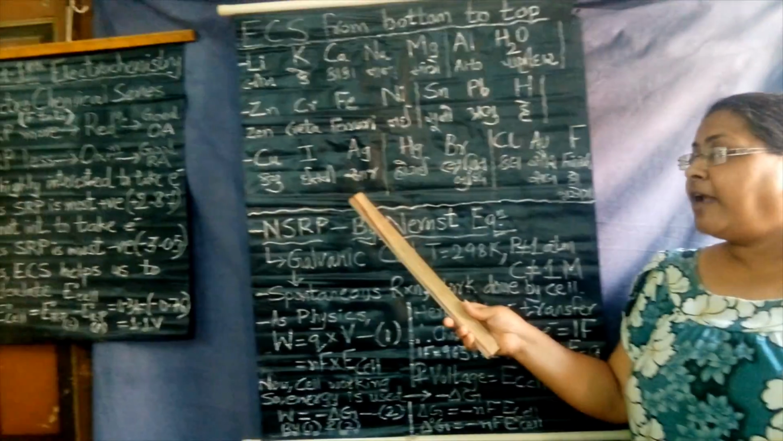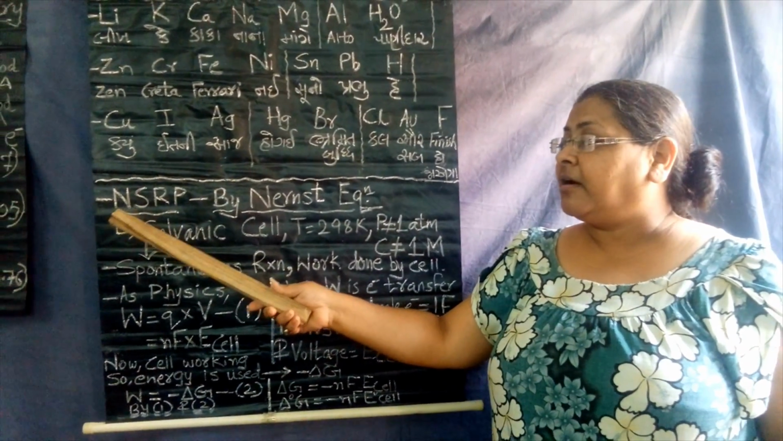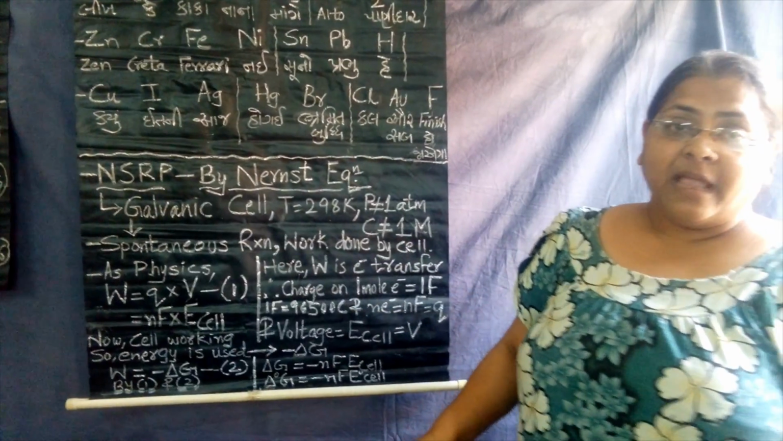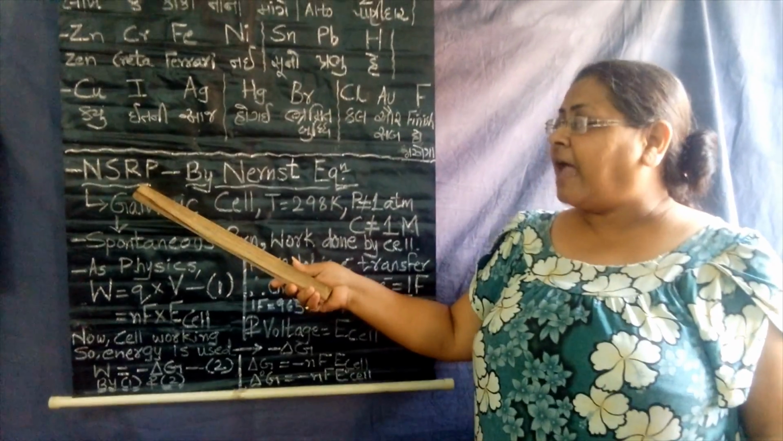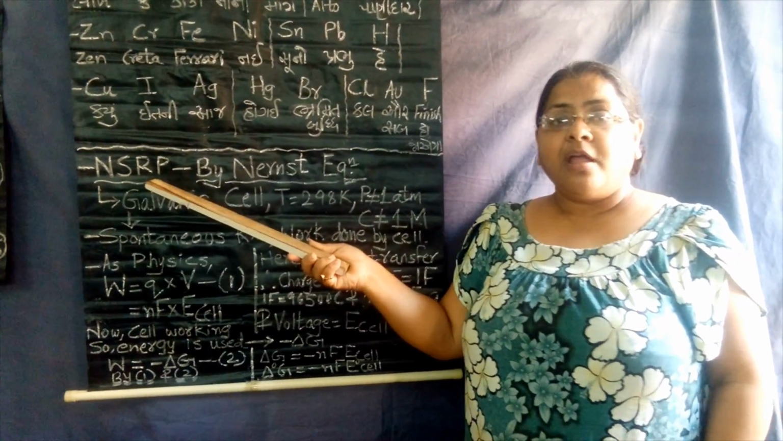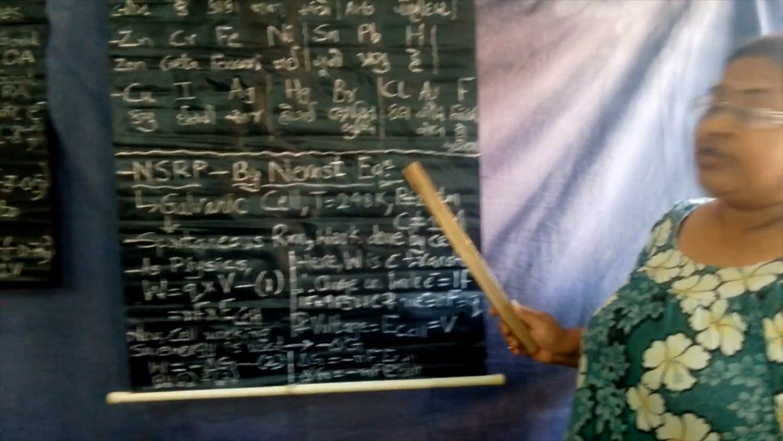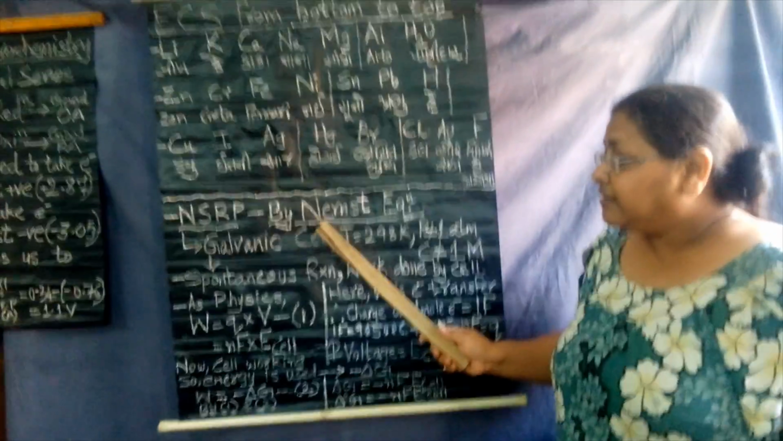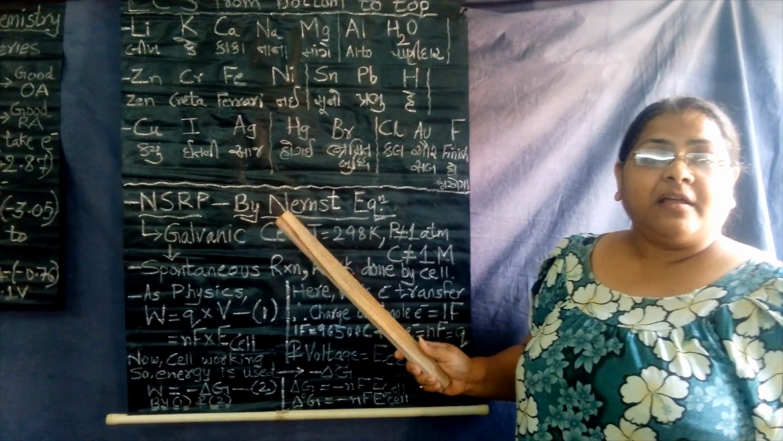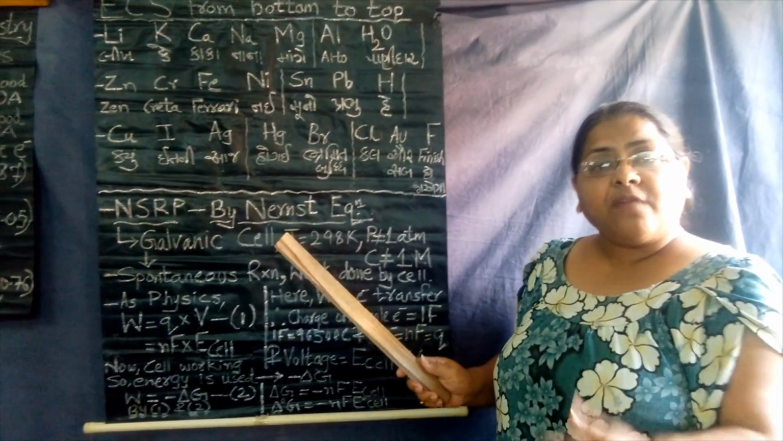But earlier I told you cell potential is also calculated on the basis of non-standard reduction potential. Standard reduction potential was found with the help of the SHE, Standard Hydrogen Electrode. But non-standard reduction potential is given by Nernst's equation. Nernst gave the idea about Gibbs energy as well as equilibrium.